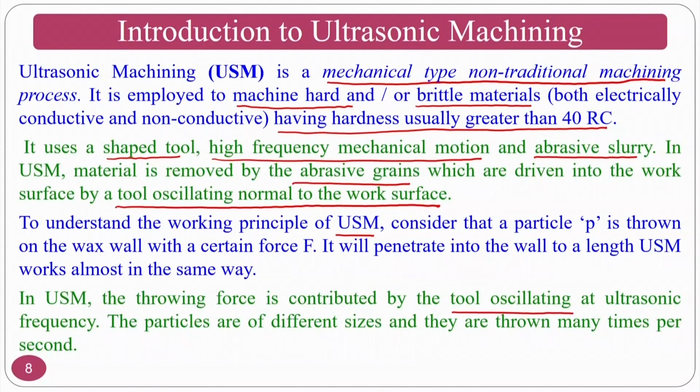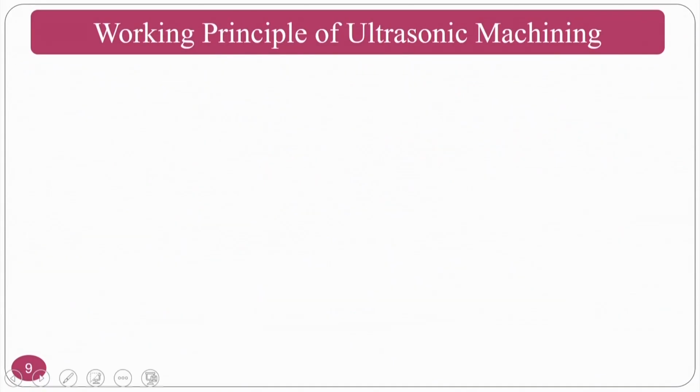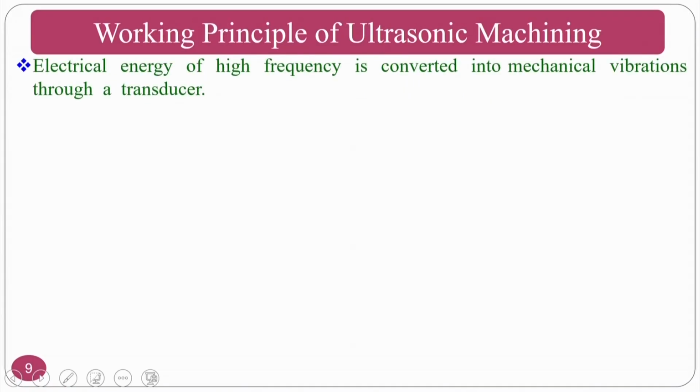Similarly, the ultrasonic tool will be there, which is continuously increasing and decreasing its length. Your slurry is going in between, and the tool will hit the abrasive particles, and the abrasive particles gain kinetic energy. This kinetic energy will go and hit the workpiece surface, so that the material removal will take place. For a better explanation, schematic diagrams and other things are there in the upcoming slides.